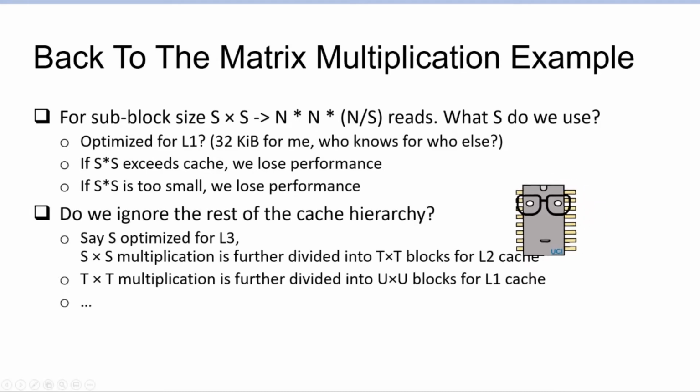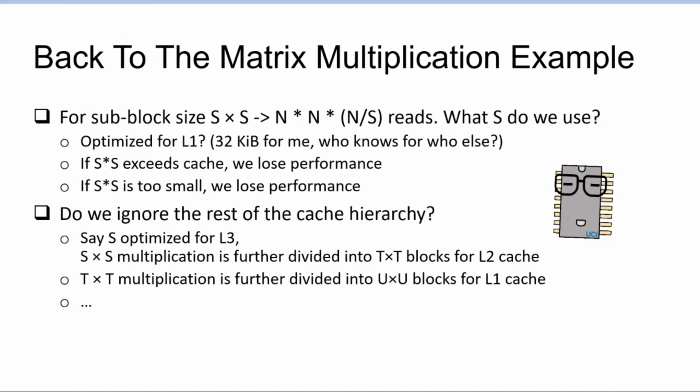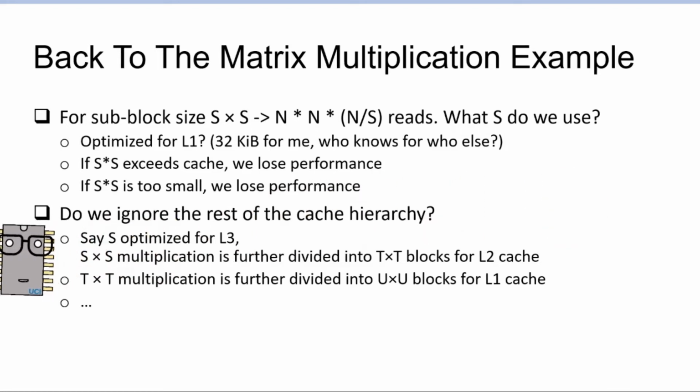Another dimension of issues is, do we ignore the rest of the cache hierarchy? Because if we optimize S for L1 cache, we pretty much ignore the rest; we'd be thrashing L2, L3, and whatever other cache we have in the system. On the other hand, if we optimize S for L3, where S by S is the size of the L3 cache, then maybe we can have another dimension of submatrices, where the S by S submatrix is further divided into T by T blocks, optimized for the L2 cache. That would be a way to get performance.